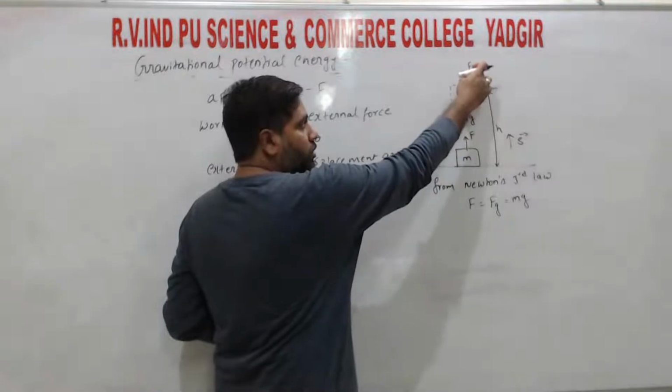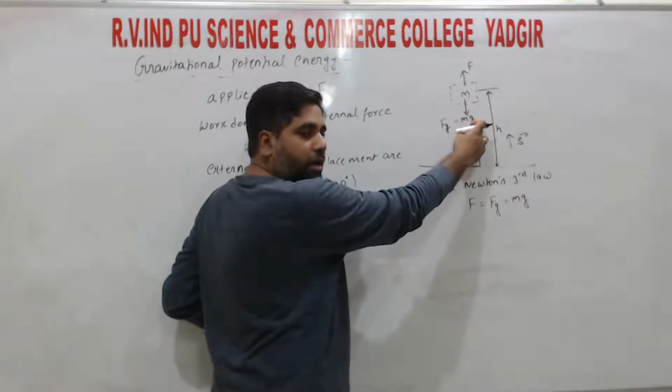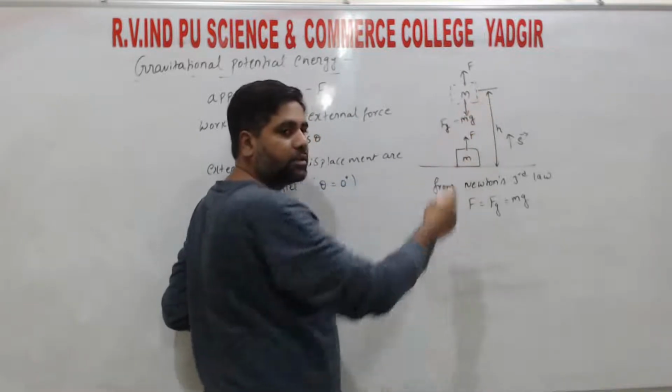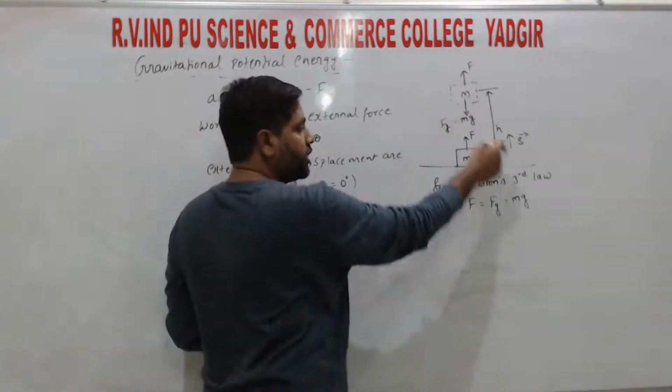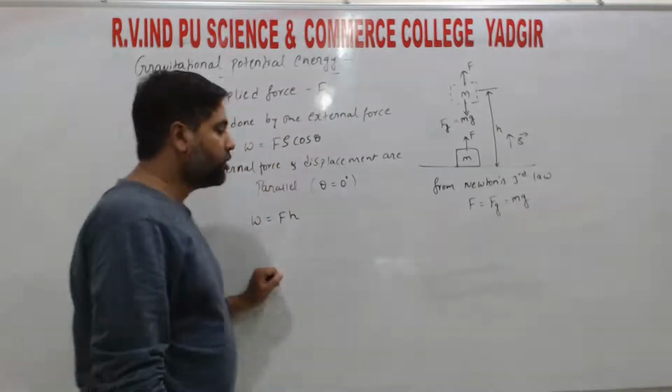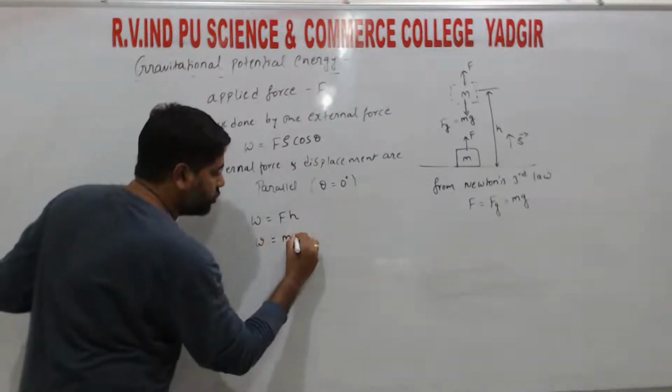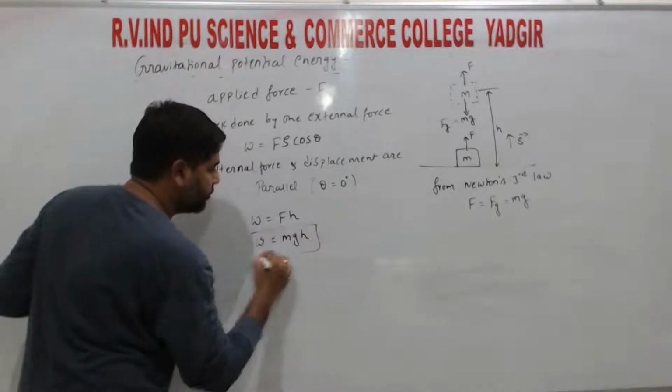So since we are balancing, the F value will always be mg, because the body is at rest. So F minus mg equals 0, so F is equal to mg. Right, so in place of F we can write that W is equal to mgh.